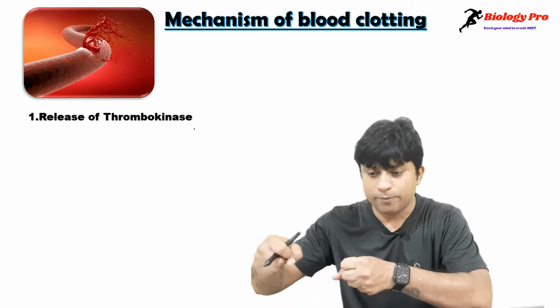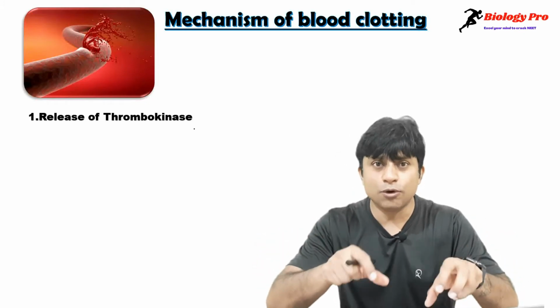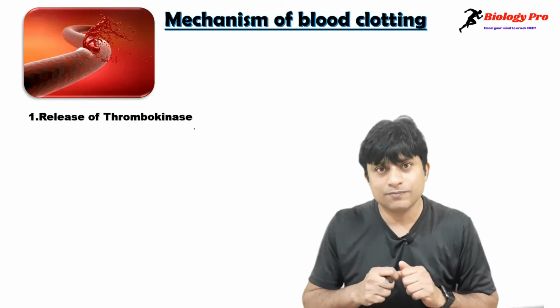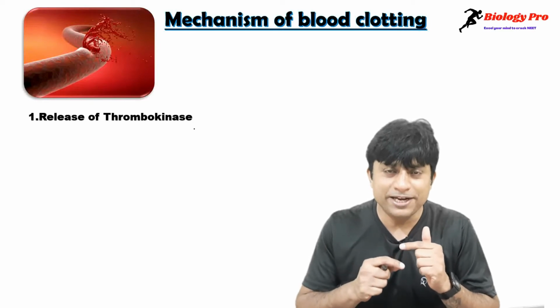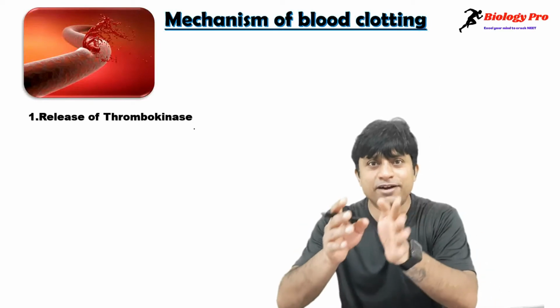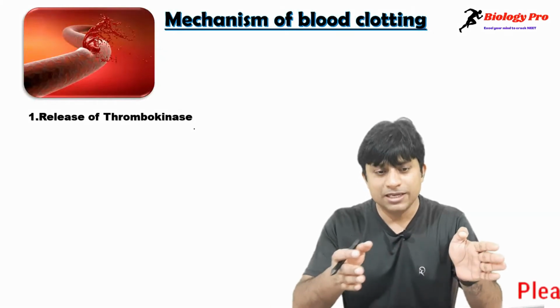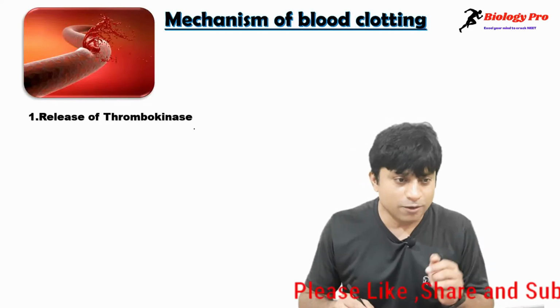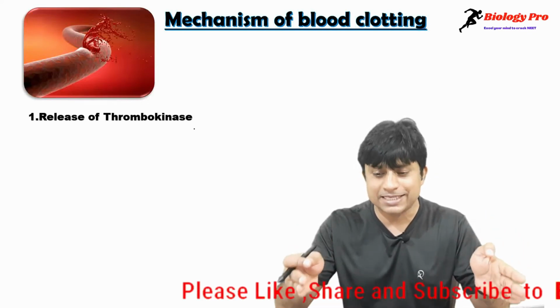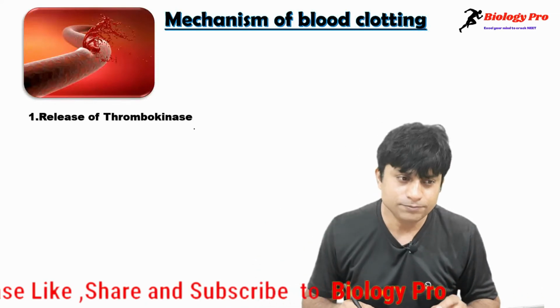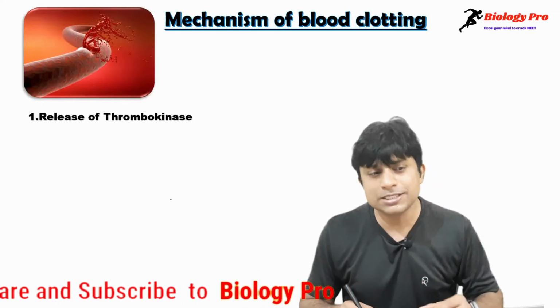The entire complex formation is under the control of several linked enzymatic reactions. These are activated by several blood clotting factors. One factor activates the other and so on, so it's a chain. We call it a cascade. So formation of thrombokinase is a cascade of several linked enzymatic reactions. Finally, the thrombokinase is released.